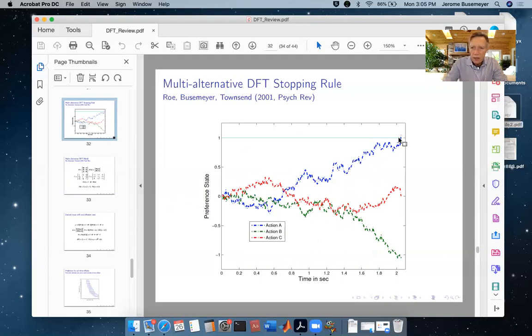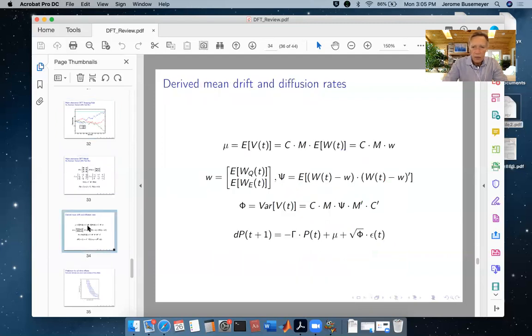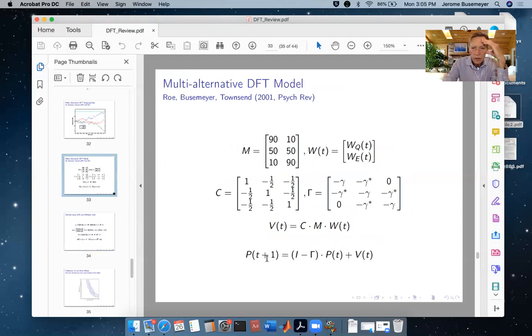And then when P of T hits the threshold for one of the options, that stops the process and that option wins. Now we can mathematically derive some equations from this model. This model, when the time units get really, really small, becomes an Ornstein-Uhlenbeck multivariate drift diffusion model. And so we can derive some choice probabilities and distribution of response times mathematically from this process right here, this simple process.